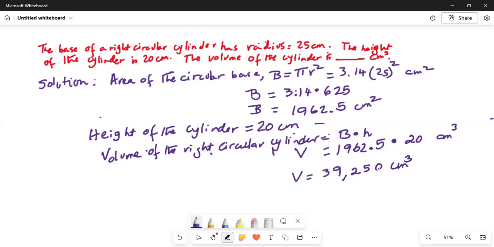So the area of the base in this case is 1962.5. Multiply that by the height, 20 centimeters. So the unit of the base area is centimeters square, multiplied by 20 centimeter. The final unit of the volume is centimeter cubed, and it is 39,250 centimeter cubed.